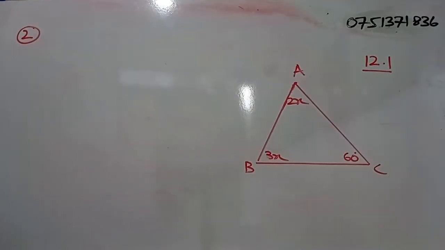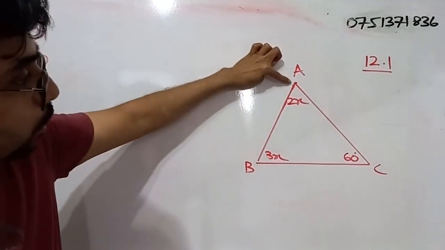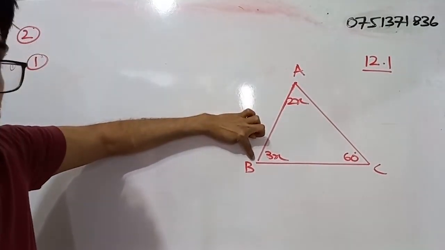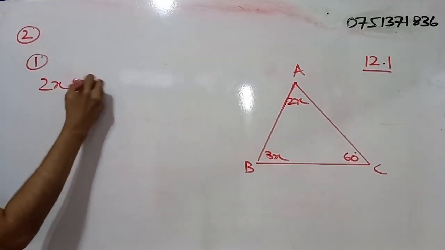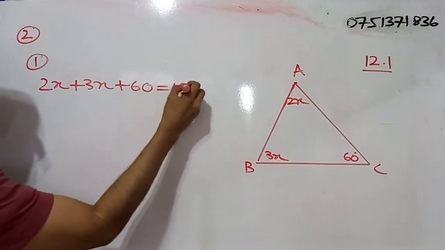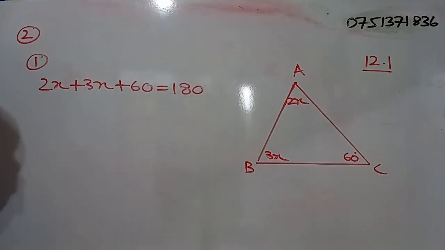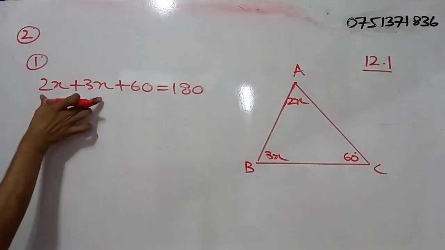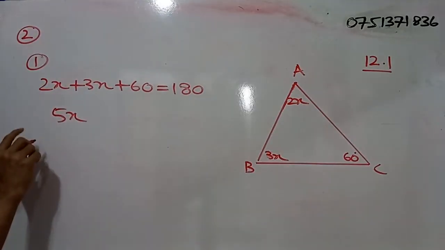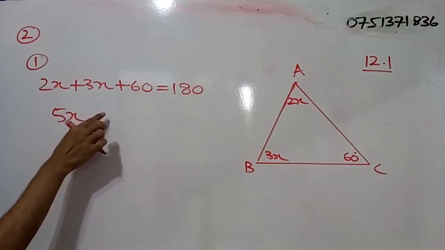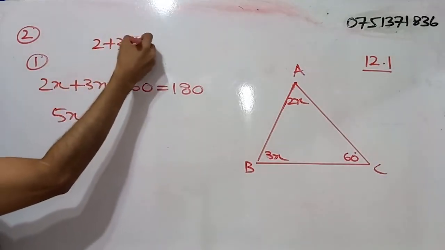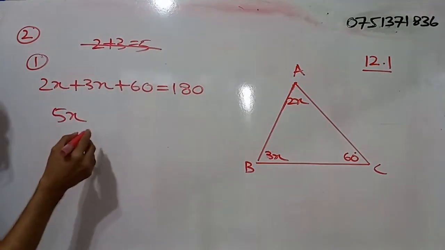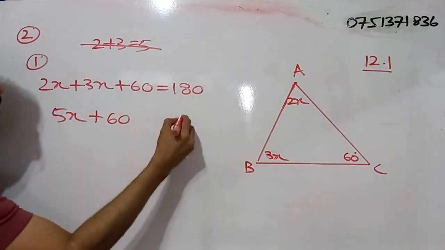Right. Question number 2. Right. So this is part 1. So we have to calculate the magnitude of each of the angles. So here we don't know the magnitude of angle A or angle B. Right. So 2x plus 3x plus 60, that is equal to 180. What is the reason? You always have to write it within brackets, sum of internal angles of a triangle. So these two are what? Like terms. 2x plus 3x, that is what? 5x. Just like 2 plus 3, that is equal to 5. Right. So 5x plus 60, that is equal to 180.